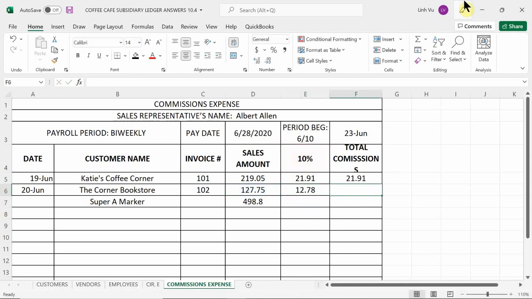There you go, 1278. So in this case, how much do we owe Albert? Well, this is what I want you to do. I want you to calculate as if this is a running balance. So in this case, I'm going to add the 2191 to the 1278 to get a grand total that I owe Albert of $34.69.